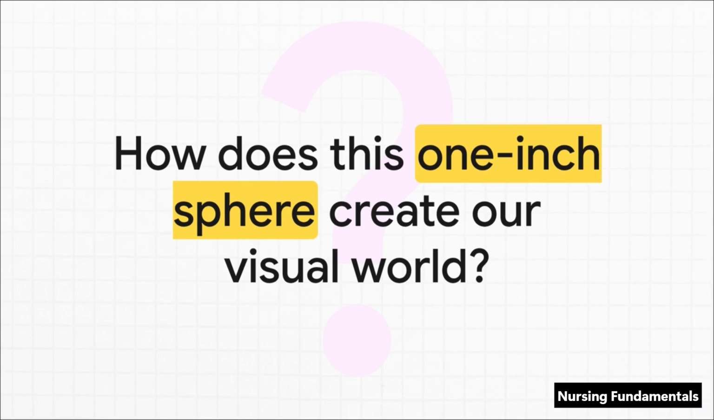Seriously, have you ever just stopped to think about this? This little 1-inch ball creates everything we see. It's tucked away safely in its bony socket, and yet it's feeding our brain more than half of all the information it gets. It's just mind-blowing, right? So how in the world does it do that? Well, it all starts with the basic parts.